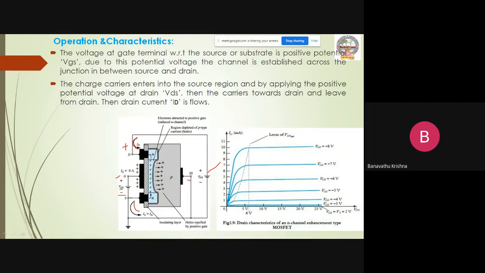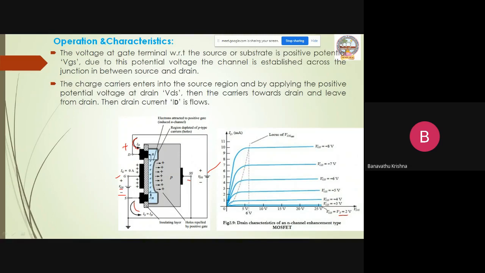In between, drastic changes occur across the channel. Due to that we get the drain characteristics of the N-channel enhancement mode type device. Initially we apply VGS equal to the threshold voltage VT, equal to 2 volts. Below this level, no changes occur across the channel, meaning no channel is established between the source and drain region.